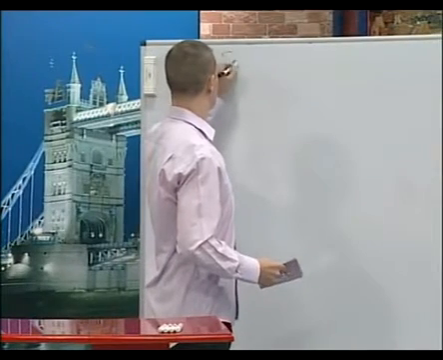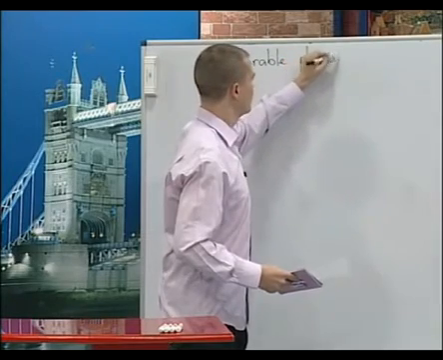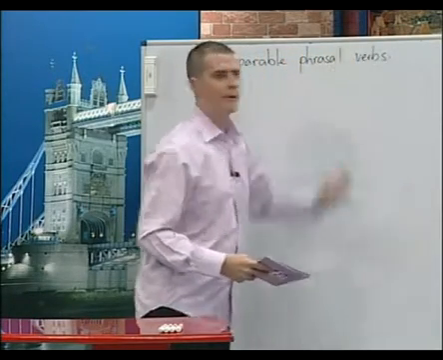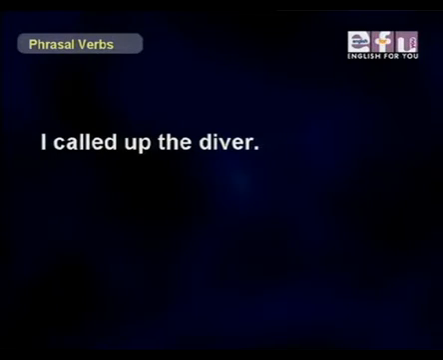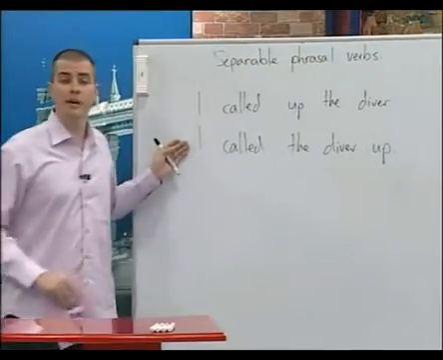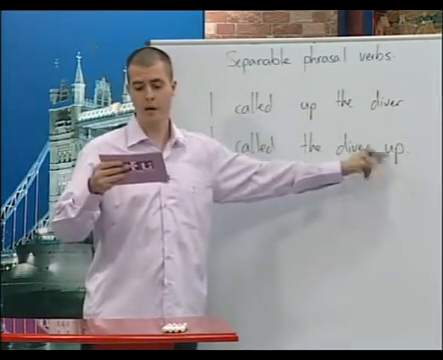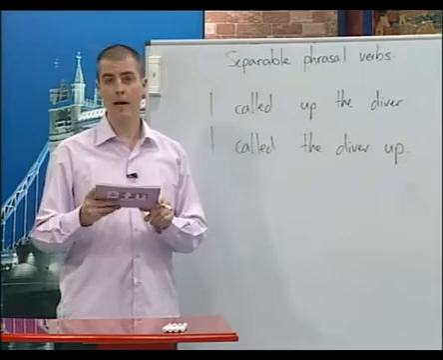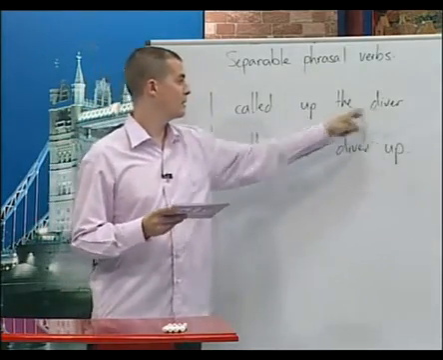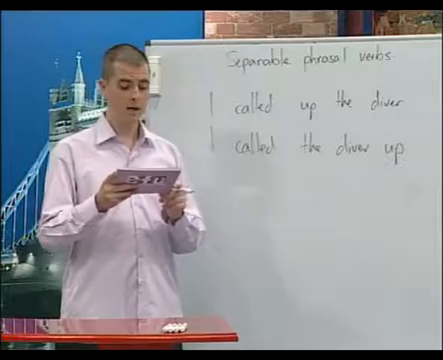Now let's look at separable phrasal verbs. For example, I called up the diver and I called the diver up. Well, separable phrasal verbs have the same verb and preposition combination. However, with this type of phrasal verb, the noun object may come after the preposition or between the verb and the preposition. Pronoun objects must come between the verb and the preposition.